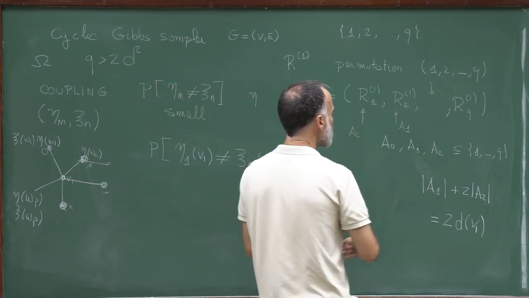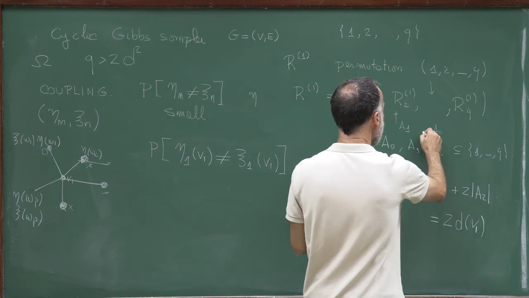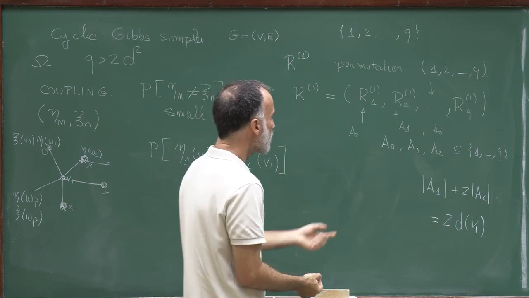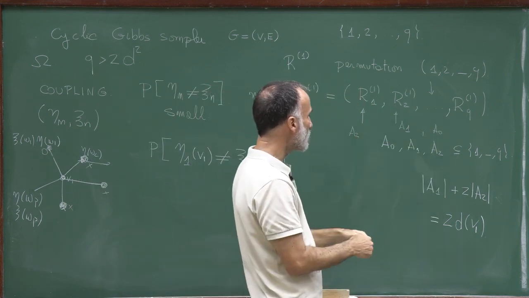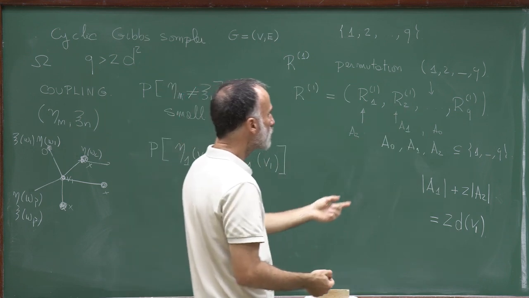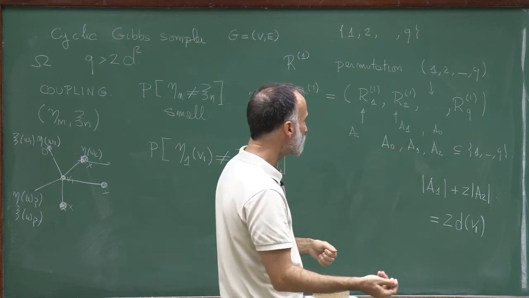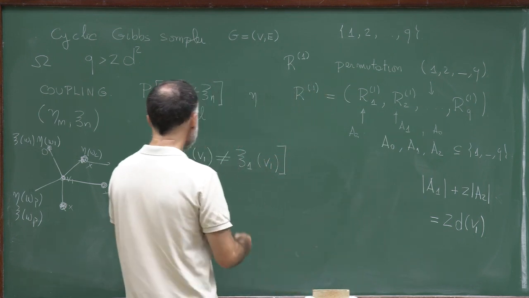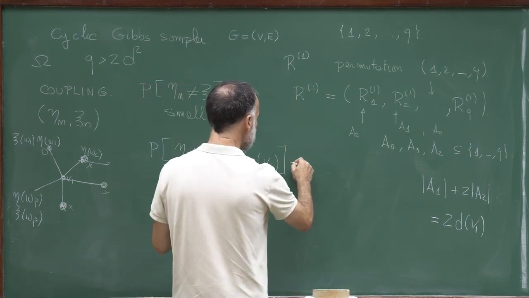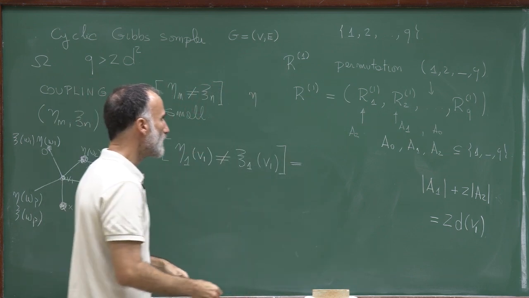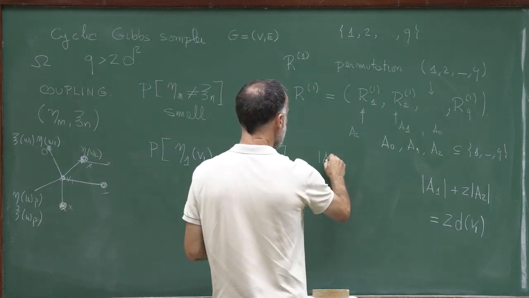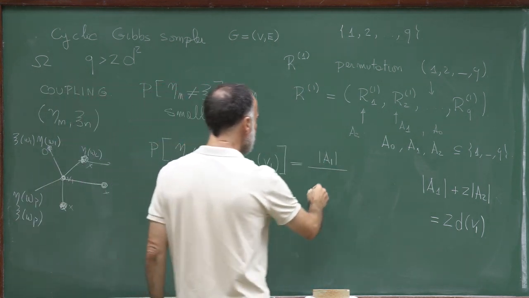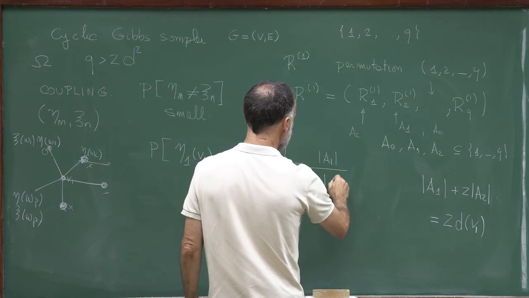The game is played by the sets A0 and A1 because A0 gives me a success, so if the color belongs to A0, I can use it for both. But if the color belongs to A1, I can use it for one but not for the other, and therefore the colors will be different. So the probability that they will be different will be given by the total number of elements of A1 by the total number of the set A0 plus A1.